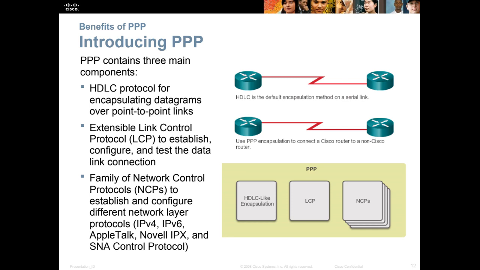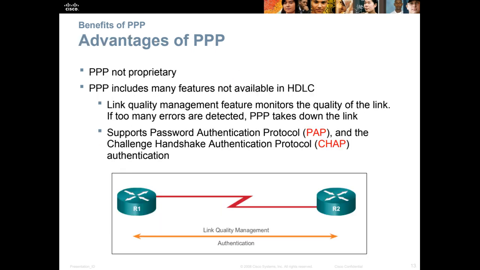HDLC is the default encapsulation, and here they said use PPP encapsulation to connect a Cisco router to a non-Cisco. You can do that. Advantage of PPP. First of all, it's not proprietary, and anyone can use it. PPP includes many features not available in HDLC, such as link quality management. You can monitor the quality of the link. If too many errors are detected, PPP takes down the link. HDLC cannot do that. Secondly, it supports password authentication protocol as an authentication mechanism, called PAP or CHAP, Challenge Handshake Authentication Protocol. And we will see now which one is more secure.